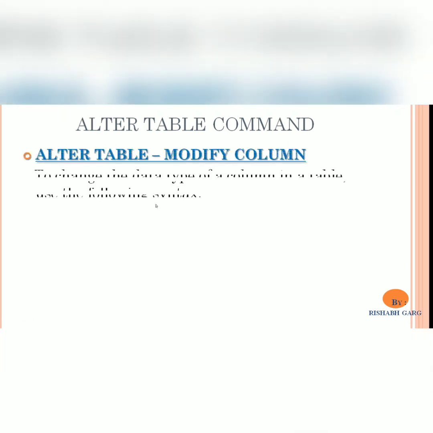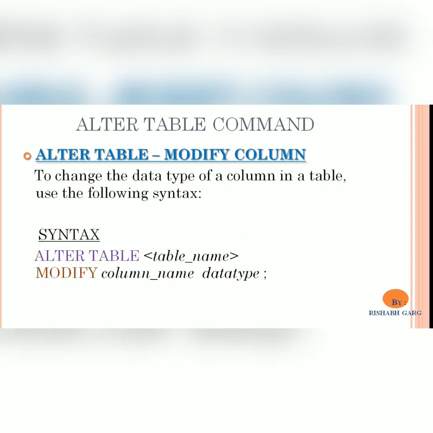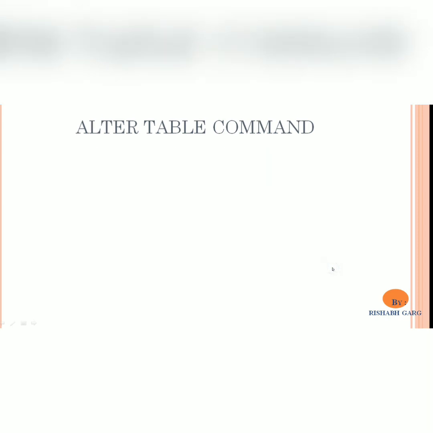So for changing the data type of a column in a table, we use the following syntax. First we will write the alter table, that is our command name. After that we will write the table name. After that we will write modify keyword. Then after we will write the column name along with the data type which we want to modify, and at last we will use the semicolon for terminating our command. Let's see an example to understand this.